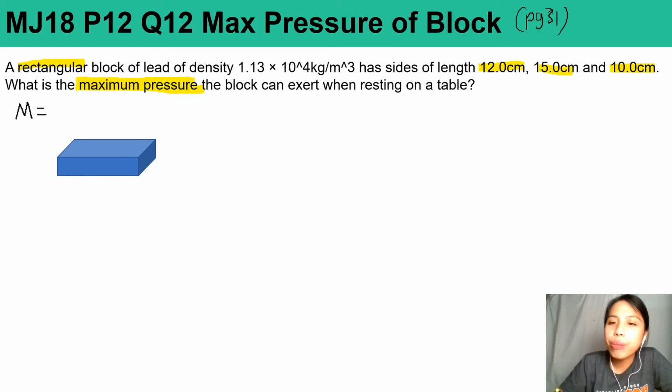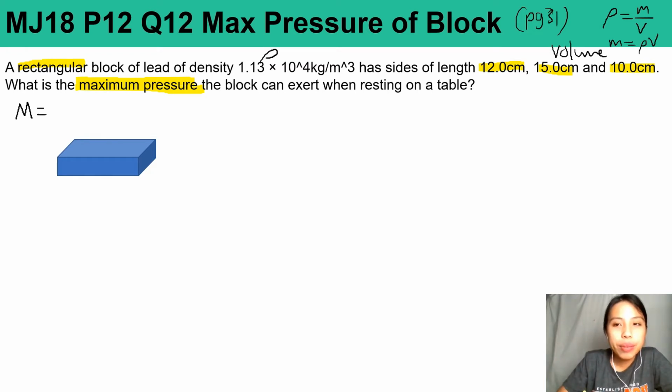Wait, we can find volume. We have density. So actually we can find mass. Because, top right: density is mass per unit volume. So mass will just be density times volume. Hey, so we can find it.